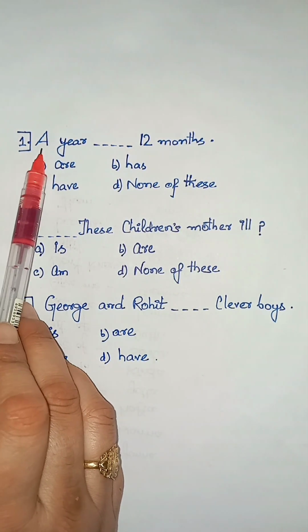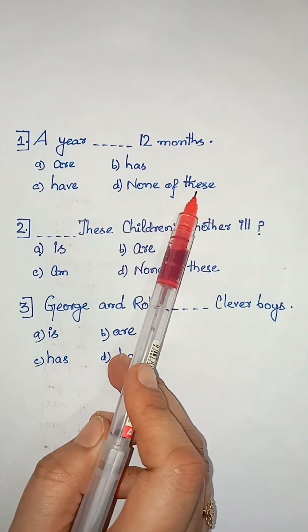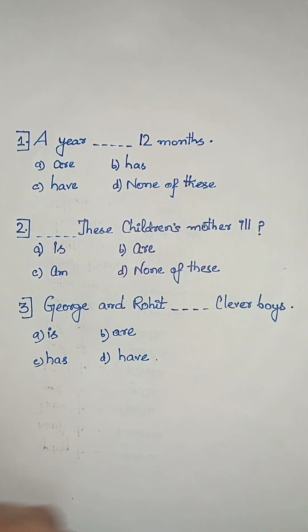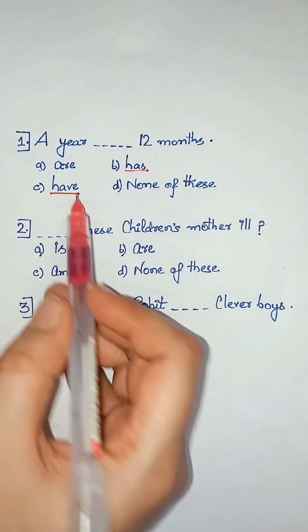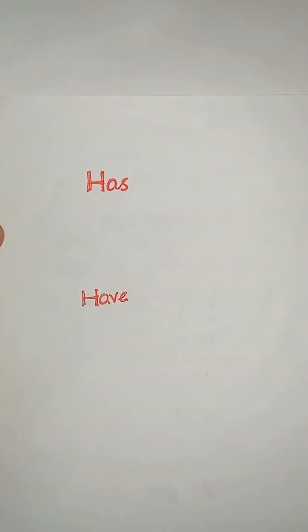So here we have question number 1 which says, a year blank 12 months. These are the choices. So you should know the difference between has and have. What's the difference between has and have?